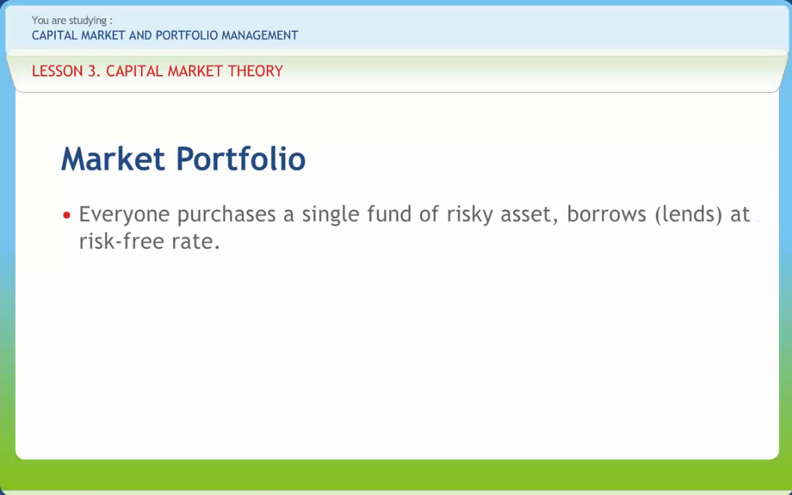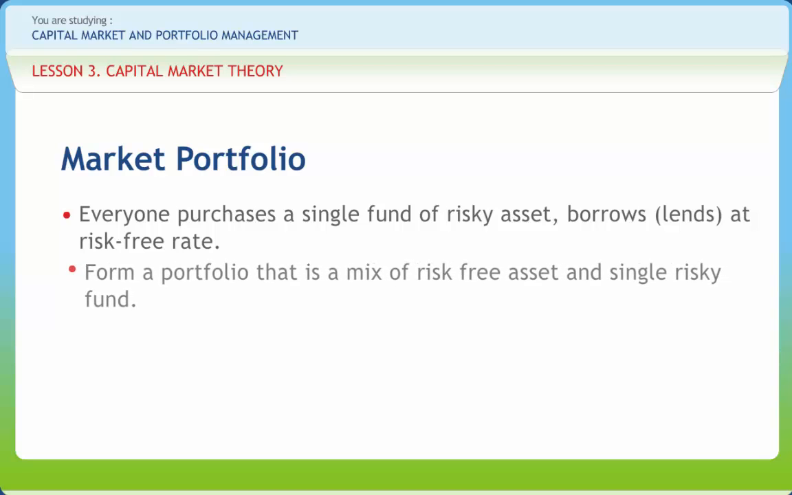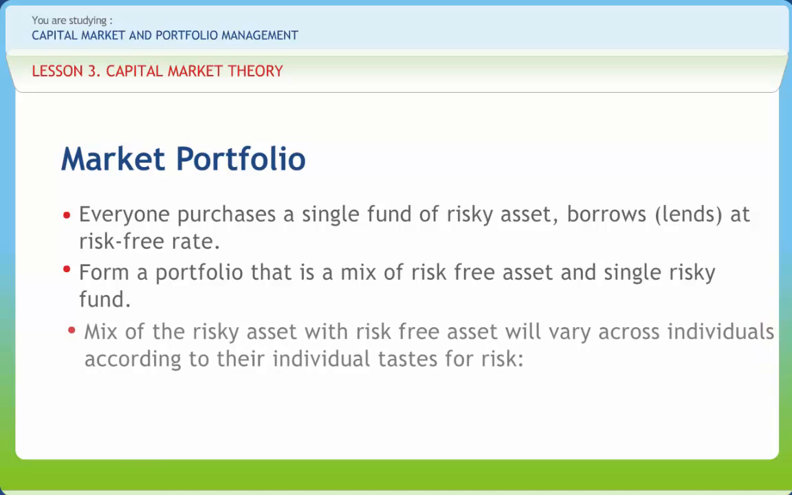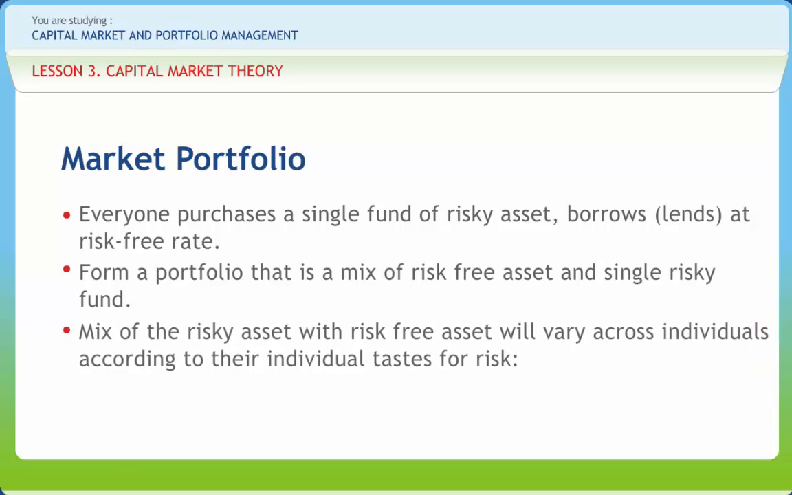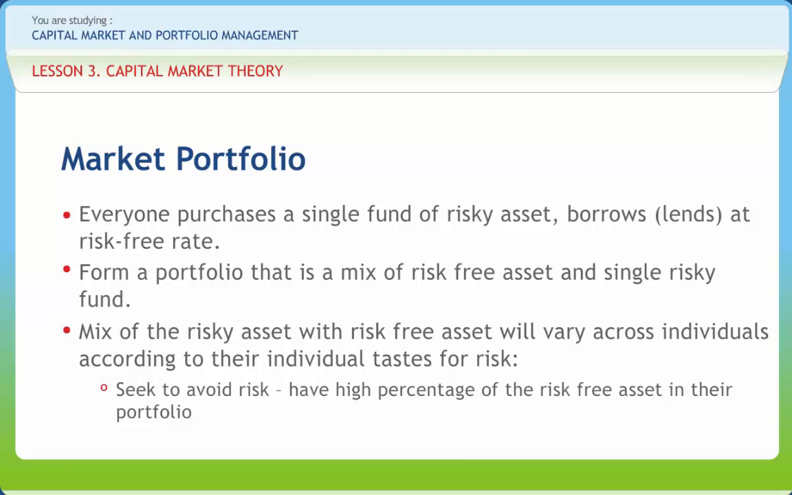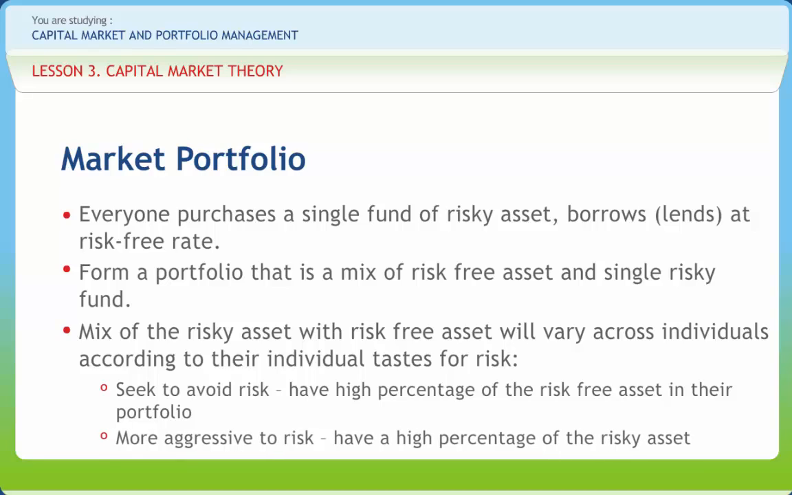Everyone purchases a single fund of risky assets, borrows or lends at the risk-free rate, and forms a portfolio that is a mix of the risk-free asset and the single risky fund. But the portfolio mix of the risky asset with the risk-free asset will vary across individuals, according to their individual taste for risk. Those who seek to avoid risk have a high percentage of the risk-free asset in their portfolio. Those more aggressive to risk have a high percentage of the risky asset.